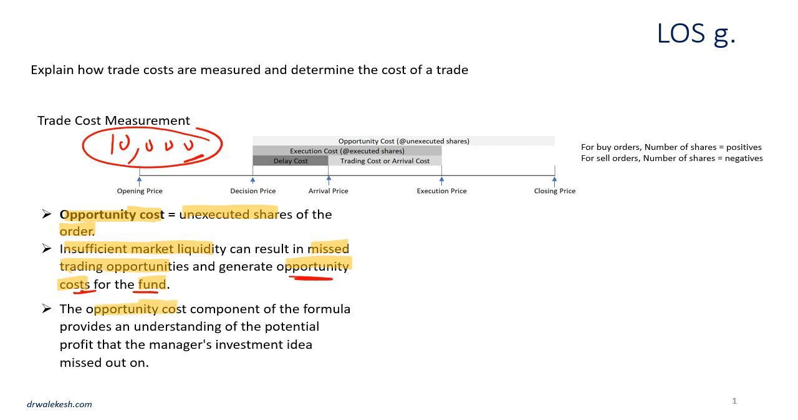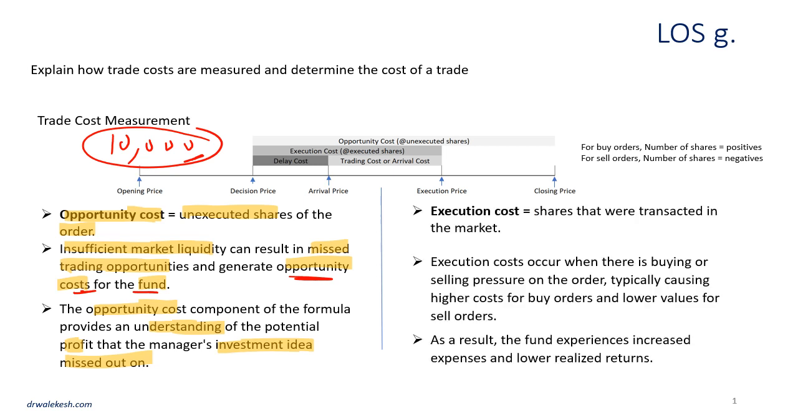So the opportunity cost component of the formula provides an understanding of the potential profit that the investment manager's investment idea missed out on. So moving on, execution cost, I'm sure we should be fine with it by now, is against the shares that were transacted in the market. And execution costs occur when buying and selling pressure are on the order, and typically what this means is the fact that you are buying at a higher price and you are selling at a lower price.